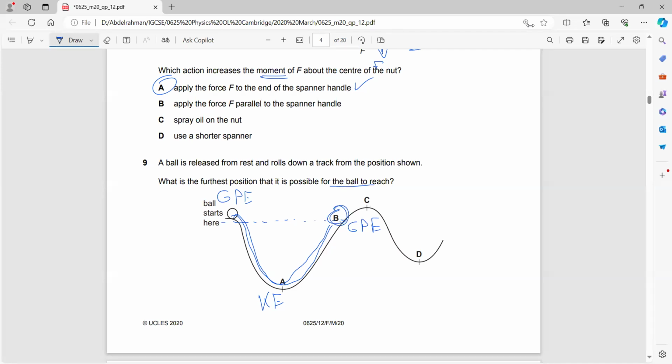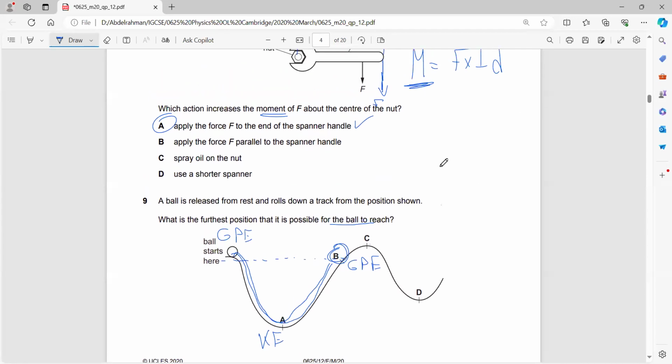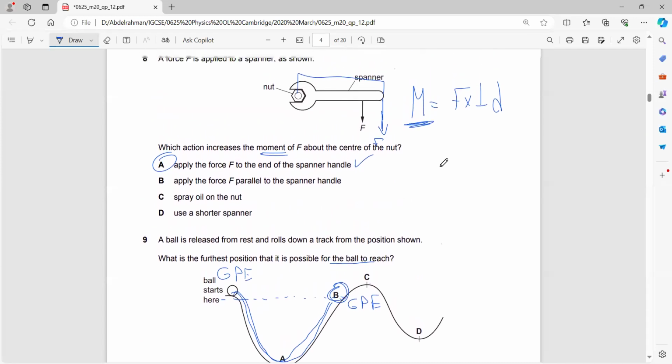It cannot reach C. It will never reach C naturally. You need to give it an extra push for it to reach C. Someone had a question in eight.